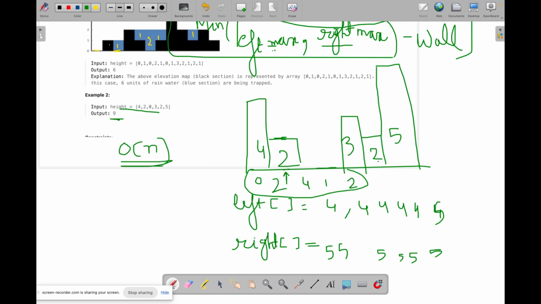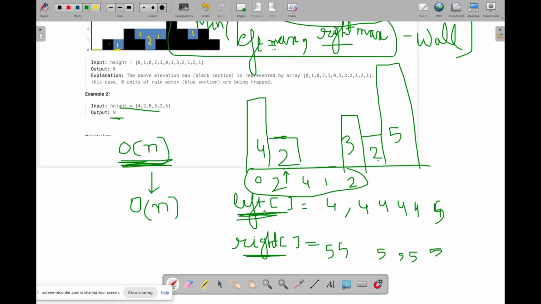The time complexity of this solution is order of n, but it has introduced one more complexity, the space complexity of order of n, because you are using two additional arrays, the left max and the right max. Okay guys, now pause this video and think: can we improve it furthermore?